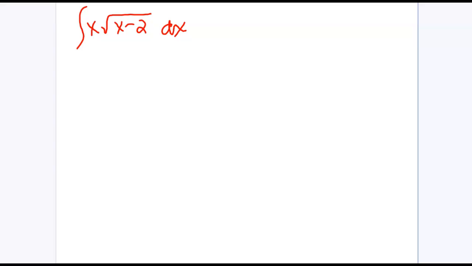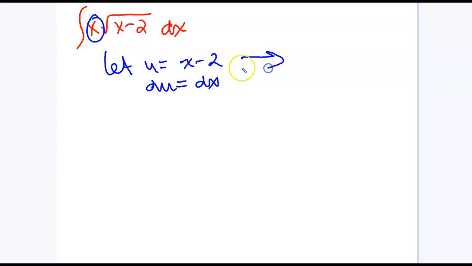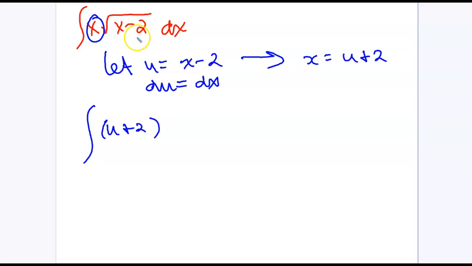Okay, hopefully you've had a chance to try it. So again, I'm going to let u equal x minus 2. du is going to be dx. Notice I have this extra x here. So from this first expression, x is going to equal u plus 2. So in place of x, I'm putting u plus 2. In place of the x minus 2 under the root, I'm putting just root u. And in place of dx, I'm putting du.